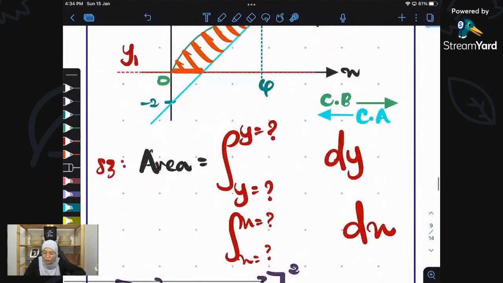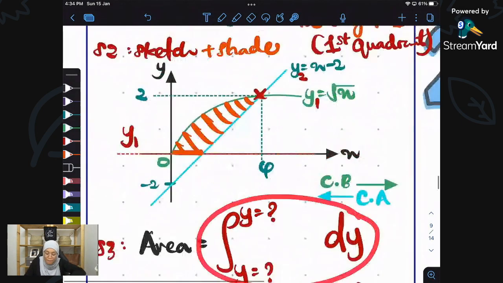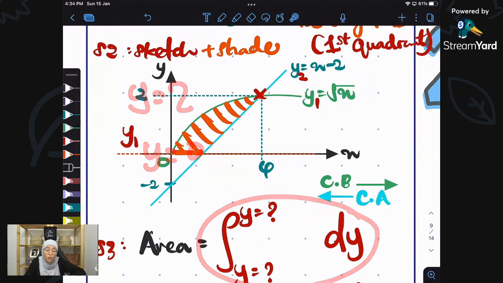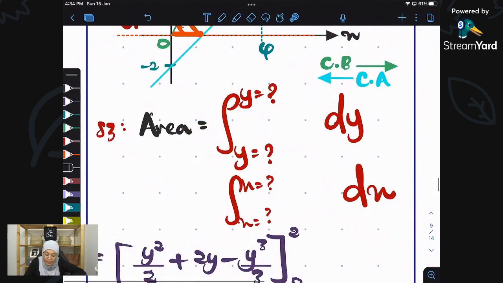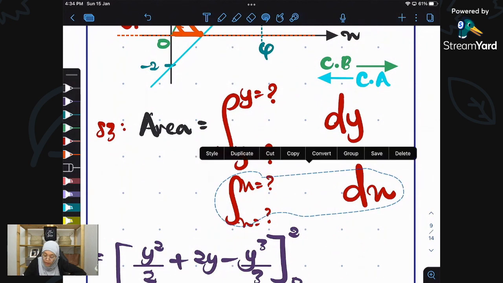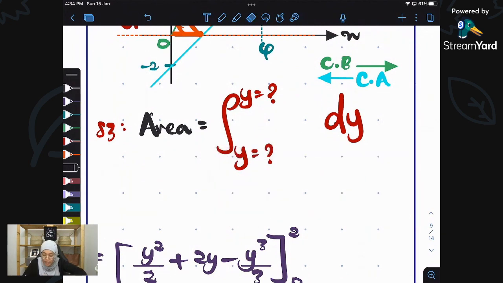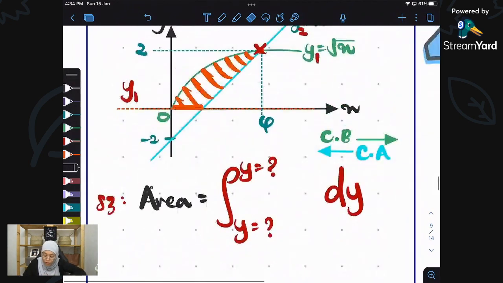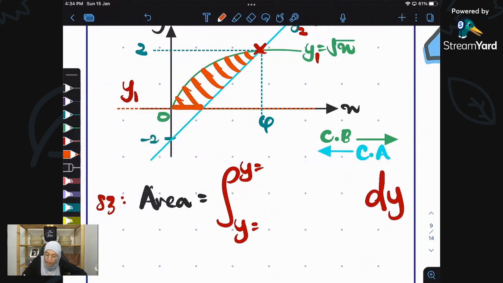Jadi saya prefer untuk pakai limit yang y equal to 0 and y equals to 2. It's much more faster for me, and so I reject this with respect to x. So I reject penggunaan dx. And so bila saya dah yakin dengan apa yang saya nak pakai, and so I need to consider my inside here, my function here. What is it?